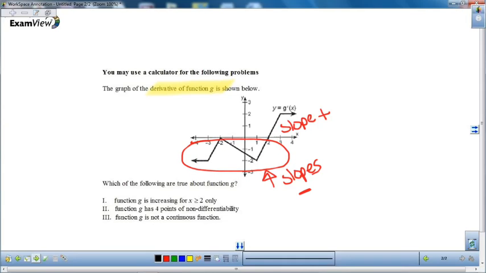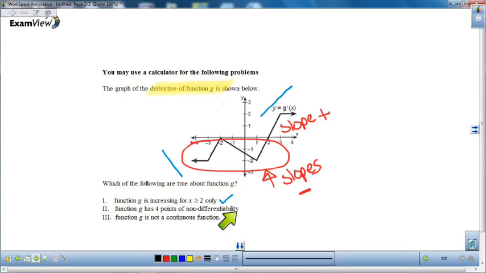Since the slopes are positive, my original function has to look like this. Since the slopes are negative, my original function looks like that. So when it says g is increasing at x greater than 2 only, that is true. It is only increasing when it's greater than 2. Number 2 says the function has 4 points of non-differentiability.